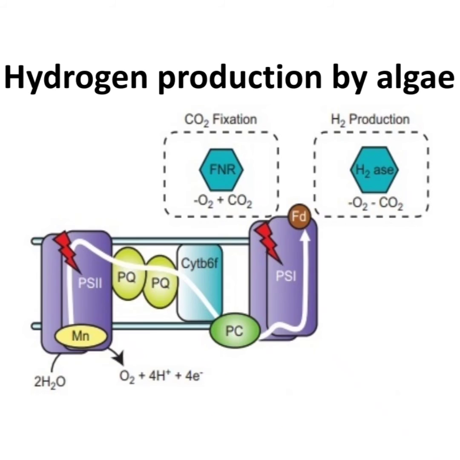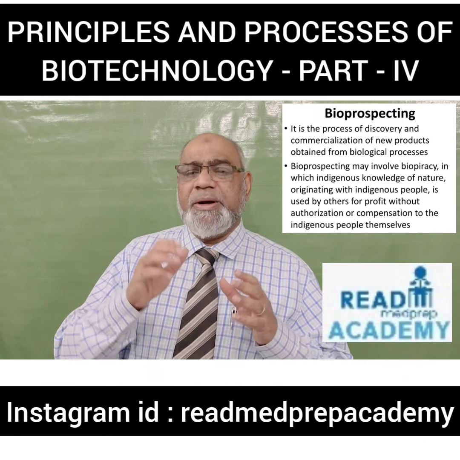Here you can see in the image that in the chloroplast of the algae, the PS2 in the presence of manganese, water is taken, helps in the formation of oxygen and hydrogen ions and 4 electrons, and this gets converted by the cytochrome enzyme system and ferredoxin is formed. When the carbon dioxide fixation is available, FNR is used and oxygen is released and carbon dioxide is utilized. Whereas when the carbon dioxide is not available or oxygen is not available, the hydrogen production occurs, resulting in the accumulation of hydrogen. What is bioprospecting?